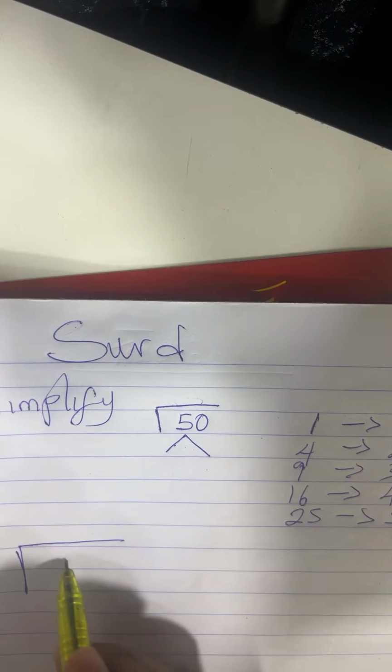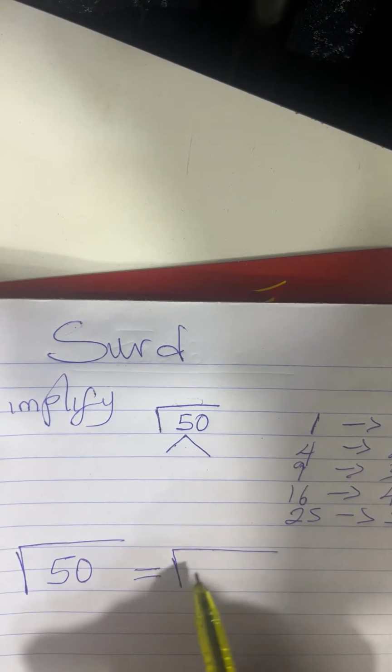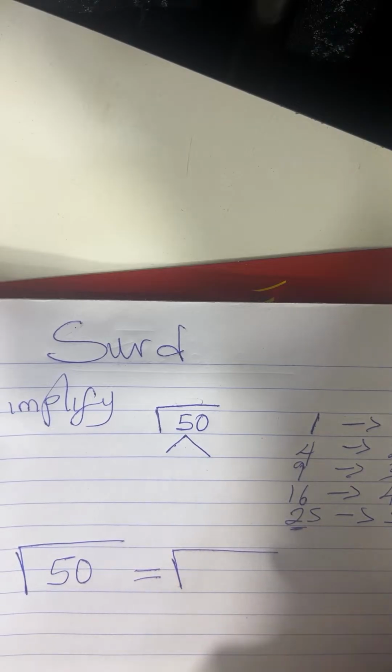So here we have root 50. Root 50 will be the same as, you can see that when you multiply 25, which is a perfect square.